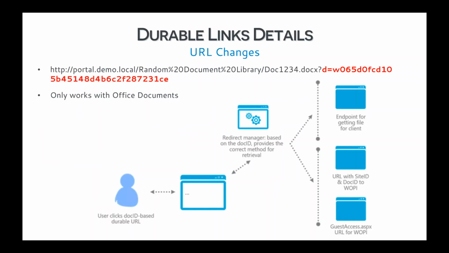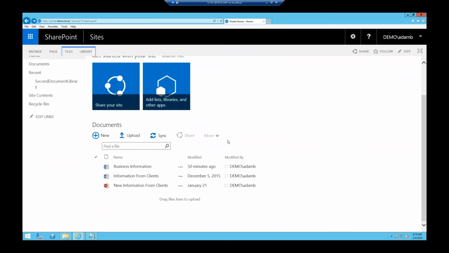How does it work? You'll see that in all your Office documents and PDF documents, you will have an ID number at the end. So you'll have the ID equal and an ID number, and SharePoint will always check that ID number before checking the URL, and will always get you to the right document. So let me show you how it works.